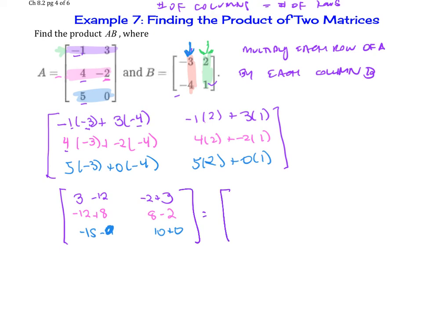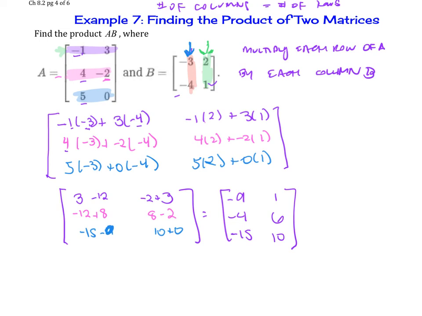Okay, so now let's add them. So 3 minus 12 is -9. -2 plus 3 is 1. -12 plus 8 is -4. 8 minus 2 is 6. This is -15 and 10. So that is how you multiply two matrices.